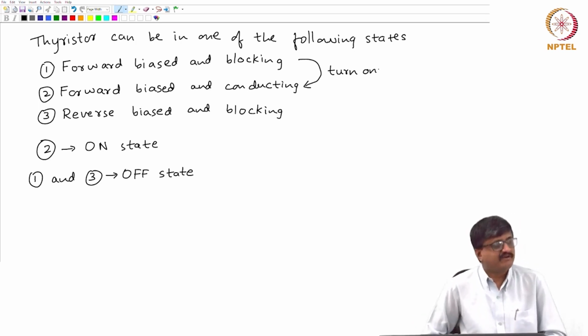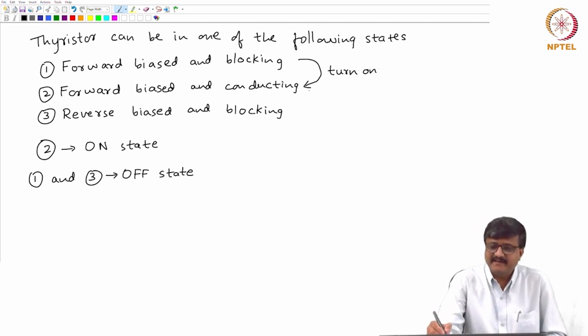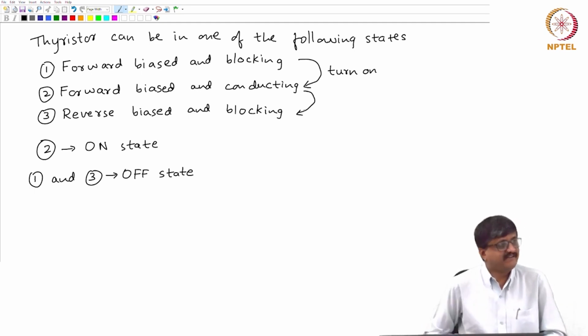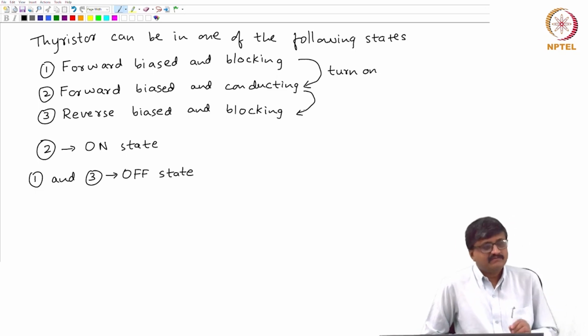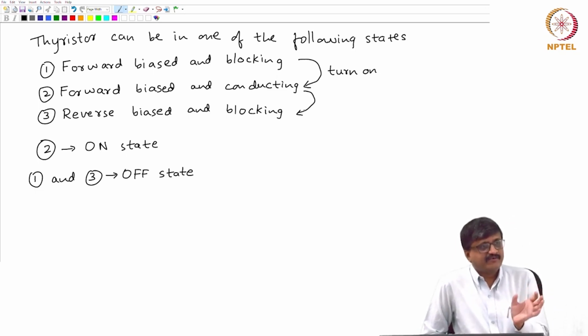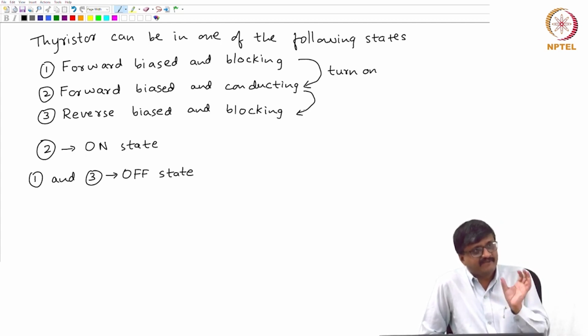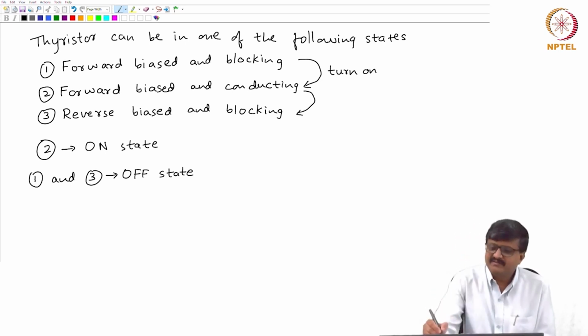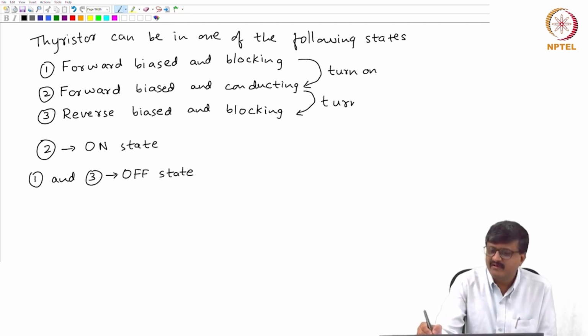Now if I want to go from on state to off state, so should I go from 2 to 1 or 2 to 3? It is invariably 2 to 3. The reason is, even if the current goes to 0, if I have a positive voltage of the anode with respect to cathode, the thyristor continues to conduct. So there is a minimum time required for the voltage of the anode with respect to cathode to be negative. Only then it completely stops conducting. So this transition from 2 to 3 is called turn off.